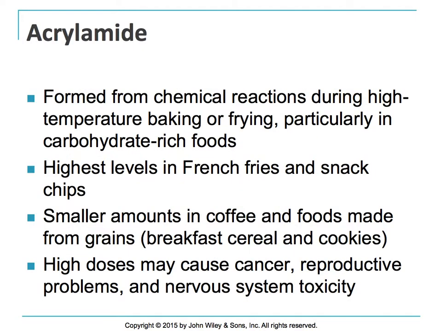Acrylamide is formed by chemical reactions during high temperature baking or frying, particularly in carbohydrate-rich foods. The highest levels are in French fries and snack chips, with smaller amounts in coffee and foods made from grains, like breakfast cereals and cookies. High doses of acrylamides can cause cancer, reproductive problems, and nervous system toxicity.